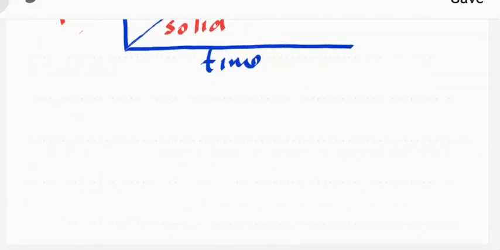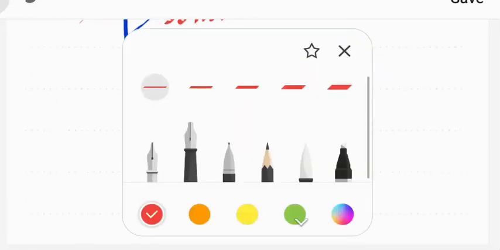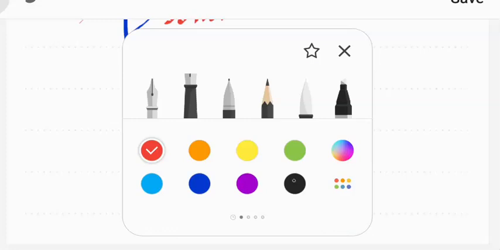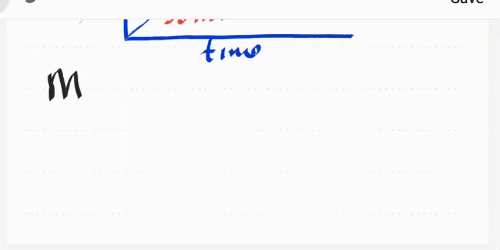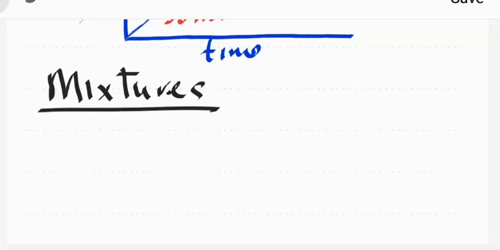The second thing I would like to talk about is mixtures. There's some key definitions here which I will say them. Now first of all, what do we mean by a pure substance in chemistry? A pure substance is a substance that has one or same type of atoms in the same proportion.